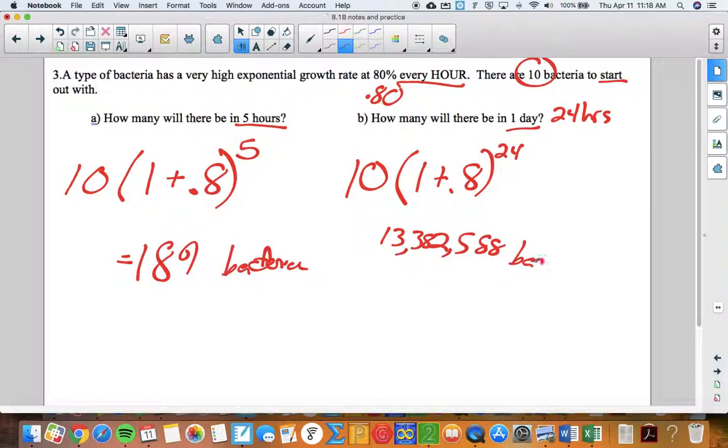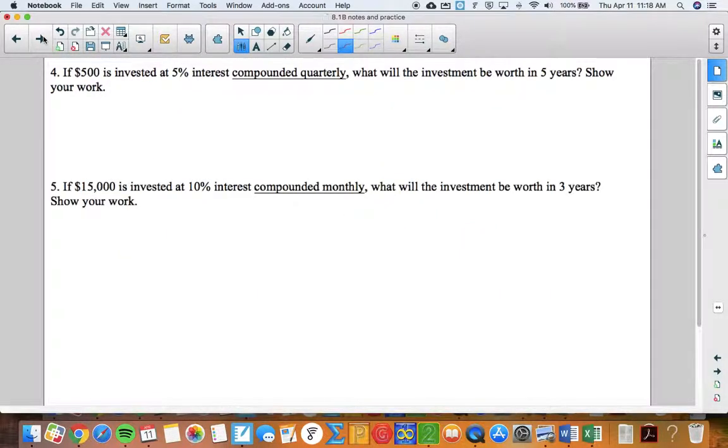13,382,588 bacteria. Now that one, on these you have to round to the nearest bacteria because you can't have a fraction of a bacteria. Whereas on the last ones we went to the nearest cent because we can talk cents.